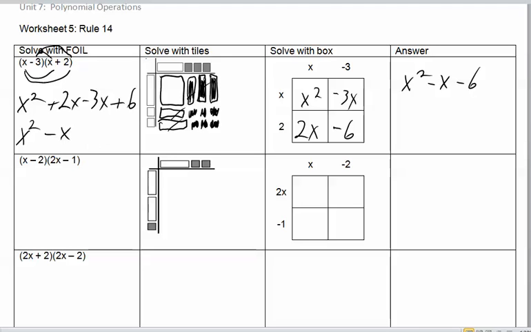Pardon me, I did do this wrong. This is a negative 6, not a positive 6, because negative 3 times 2 is negative 6, and negative 6. And we get the same answer all the way through.